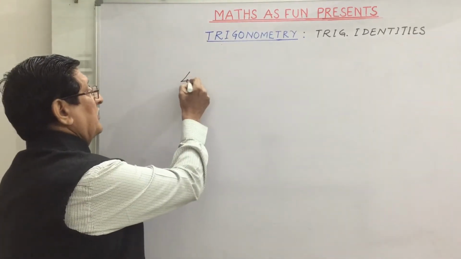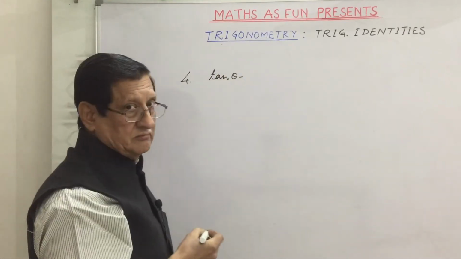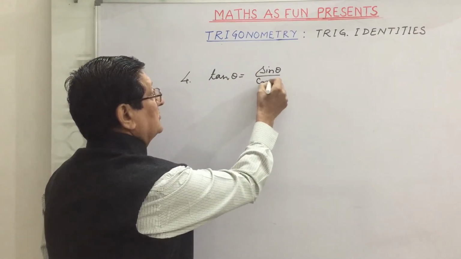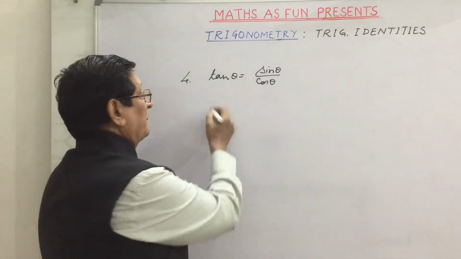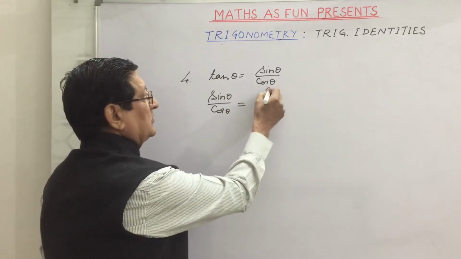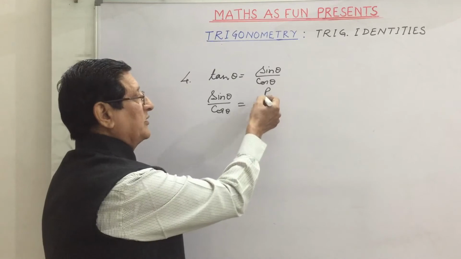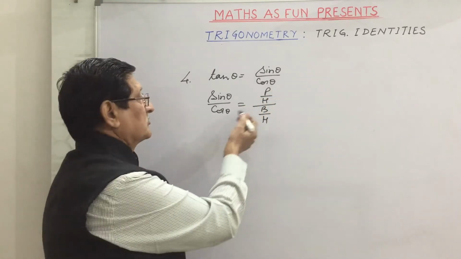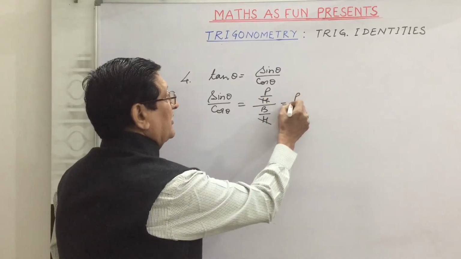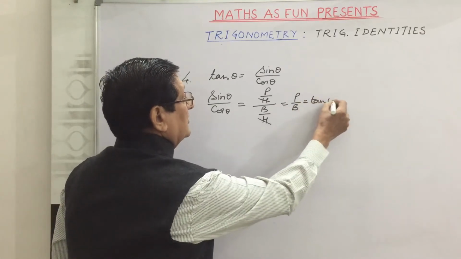The next one we have, the value of tan theta is equal to sine theta upon cos theta. Let's see the proof of it. Suppose we divide sine theta by cos theta. We know sine theta is p upon h, and cos theta is base upon hypotenuse. Hypotenuse and hypotenuse will cancel, and we are left with perpendicular upon base, which is equal to tan theta.